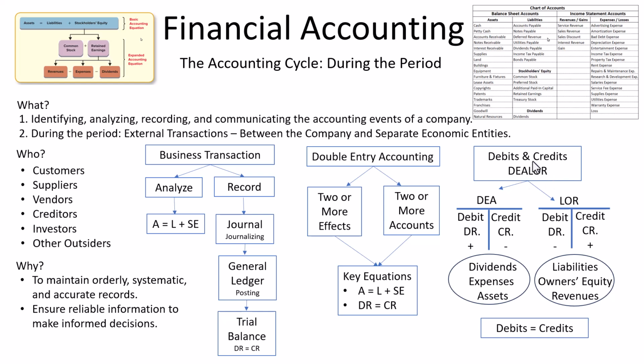The acronym DEALOR will help you here. DEA stands for dividends, expenses, and assets. Any DEA account increases on its debit side and decreases on its credit side. LOR stands for liabilities, owner's equities, and revenues. Any LOR account increases on its credit side and decreases on its debit side. This is what we'll use to record transactions. For every transaction, it is important to realize that debits will always equal credits.